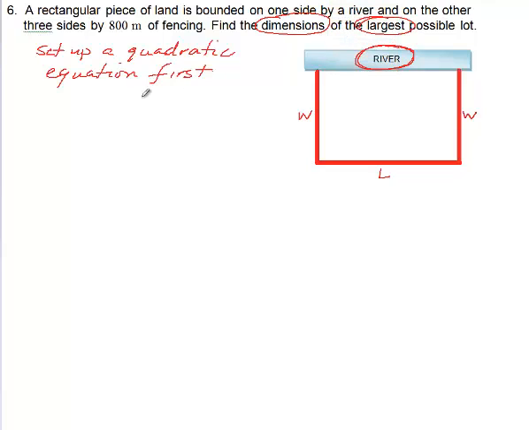So the perimeter equation is our linear function. So the perimeter here is what? We only have one length, sorry, and two widths. And that must add up to 800 meters of fencing. See how I got that? So L plus 2W is 800.